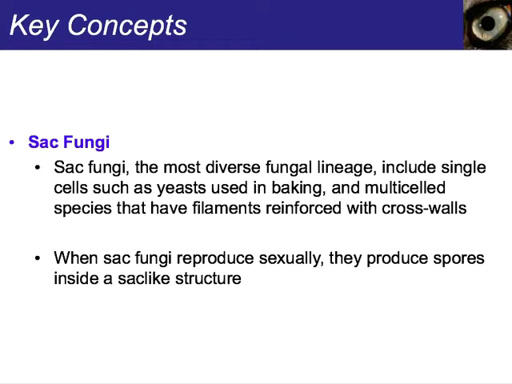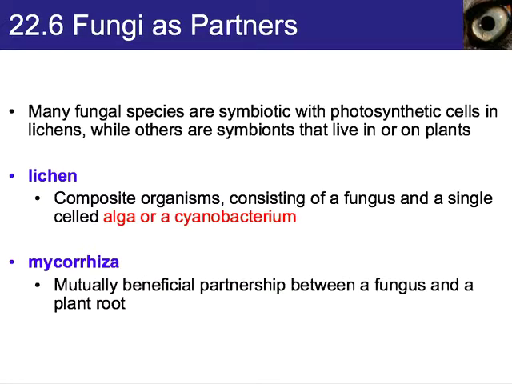So sac fungi are the most diverse fungal lineage, including single cells such as yeasts used in baking, and multi-celled species that have filaments reinforced with cross walls. And when sac fungi reproduce sexually, they produce spores inside a sac-like structure. Many fungal species are symbiotic with photosynthetic cells in lichen, while others are symbionts that live in or on plants.